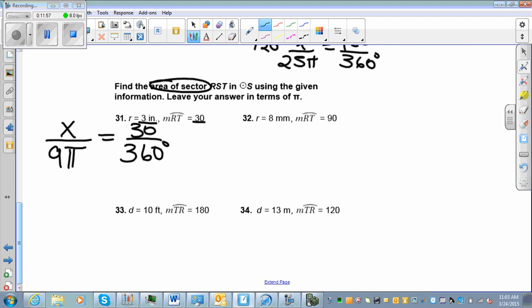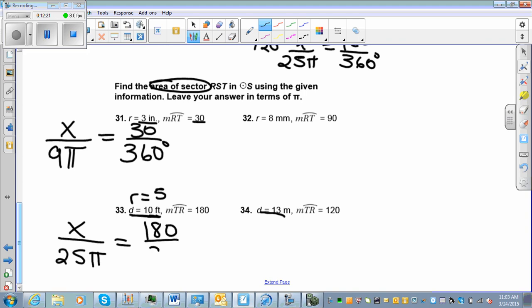To do number 33, the only thing you need to be careful of here is the diameter, so the radius is going to be 5. So always remember, don't always take what they gave you. The same thing here, make sure you take the radius. So put x over pi radius squared. So the radius is 25, so 25 pi equals 180 divided by 360.